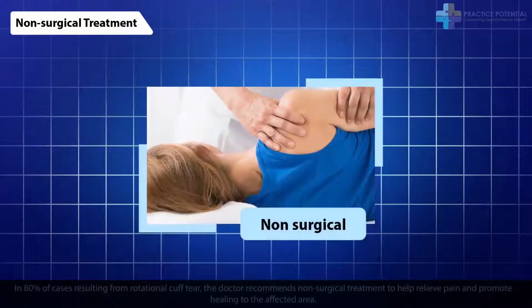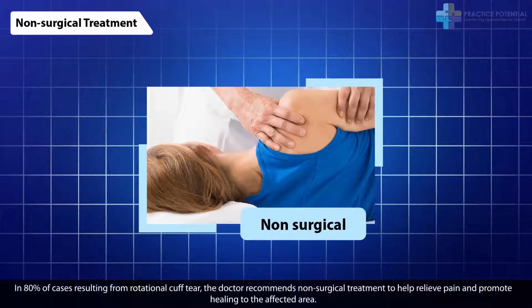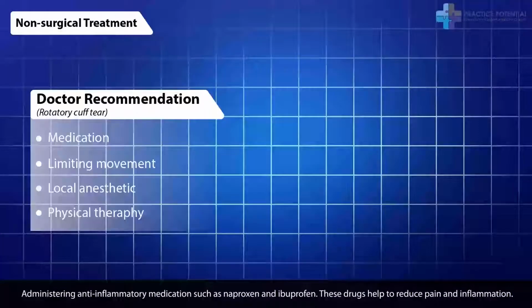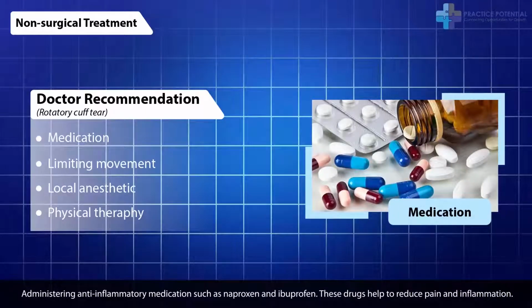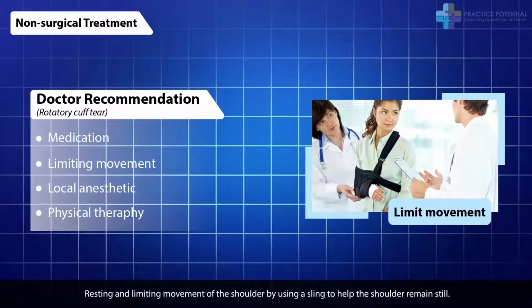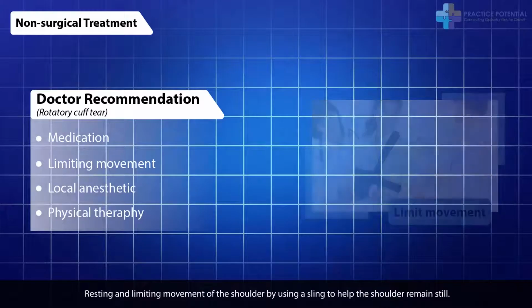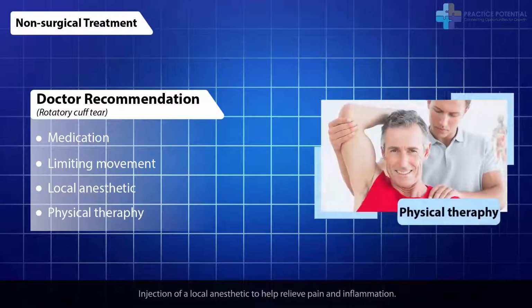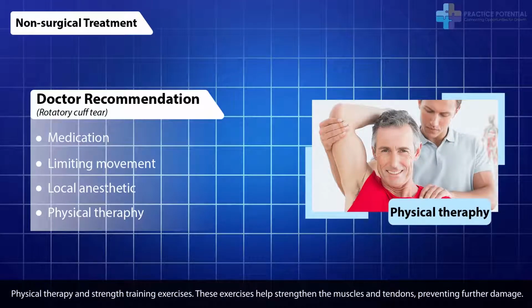Non-surgical treatment. In 80% of cases resulting from rotator cuff tear, the doctor recommends non-surgical treatment to help relieve pain and promote healing to the affected area. These non-surgical options include administering anti-inflammatory medication such as naproxen and ibuprofen. These drugs help to reduce pain and inflammation. Resting and limiting movement of the shoulder by using a sling to help the shoulder remain still. Injection of a local anesthetic to help relieve pain and inflammation. Physical therapy and strength training exercises. These exercises help strengthen the muscles and tendons, preventing further damage.